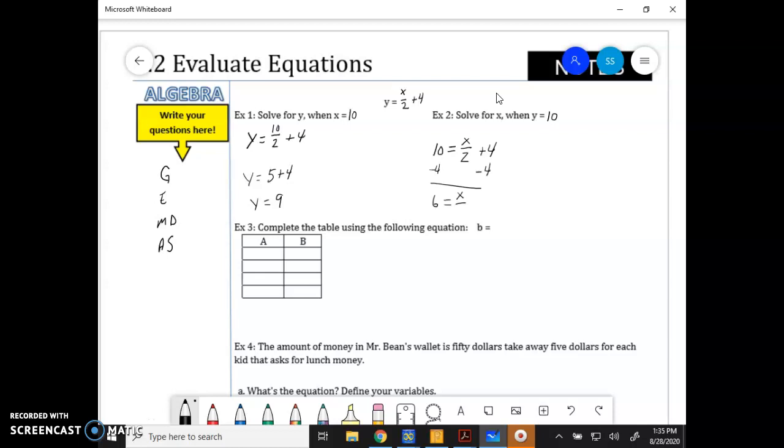and I get 6 is equal to x over 2. And now we solve this. We isolate this variable by doing the opposite of dividing by 2. We multiply by 2. This will cancel out, and we're just left with x on that side. You do it to one side, you've got to do it to the other side, and we get 2 times 6, which is 12. So x is equal to 12. All right, moving on.